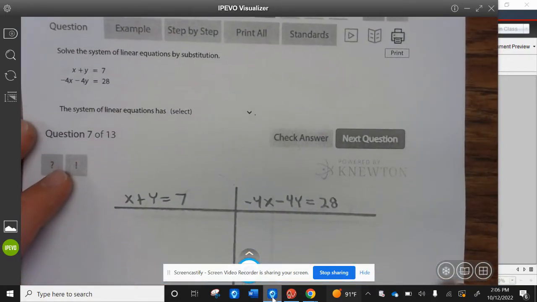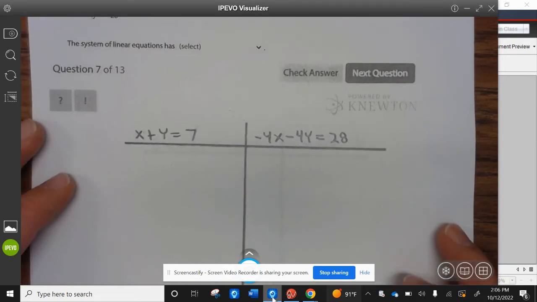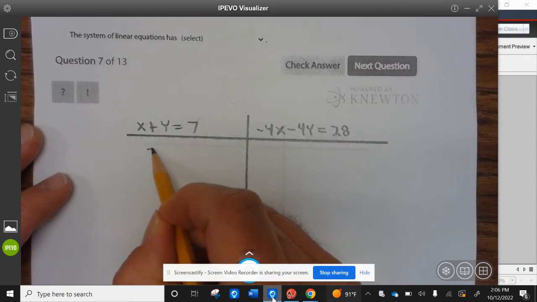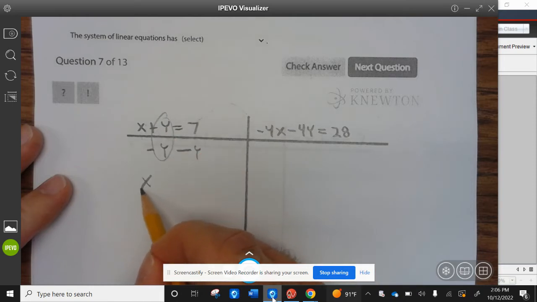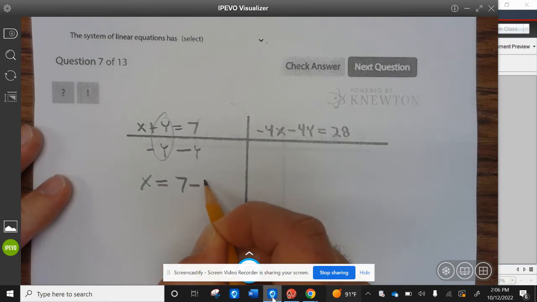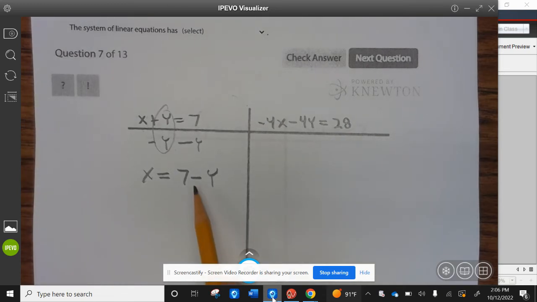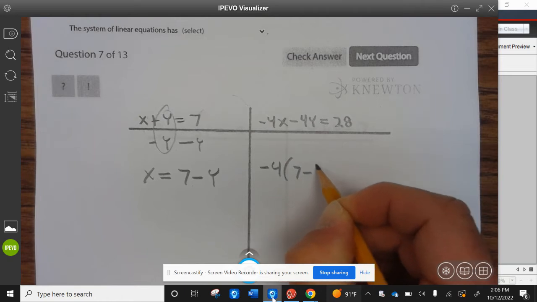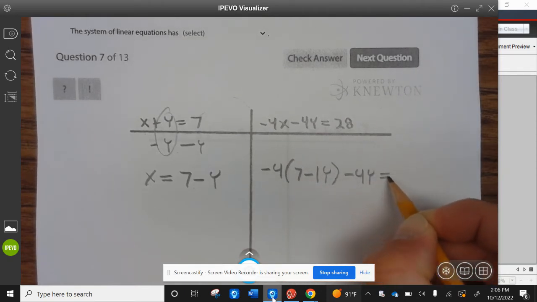All right, solve the system of linear equations by substitution. Okay, so we can solve for x or y here. I'm just going to solve for x. So I'm going to subtract y from both sides. Get x equals 7 minus y. Okay, so I'm going to substitute this in for x. So that's negative 4 times 7 minus, I'm going to put a 1 there, 1y minus 4y equals 28.